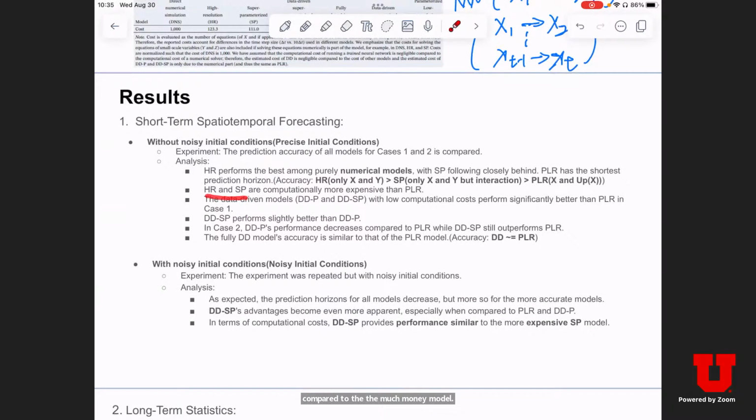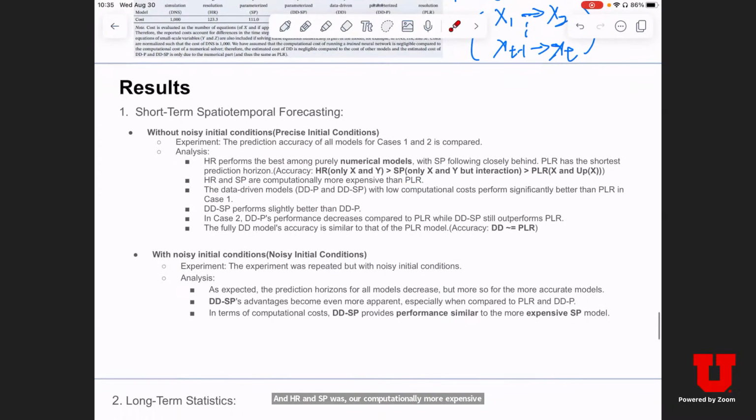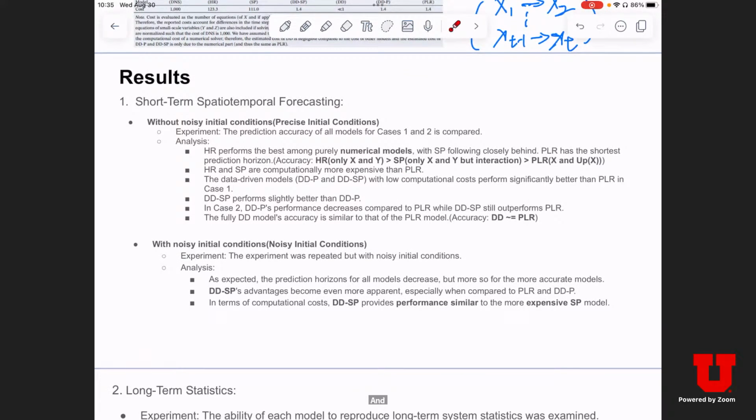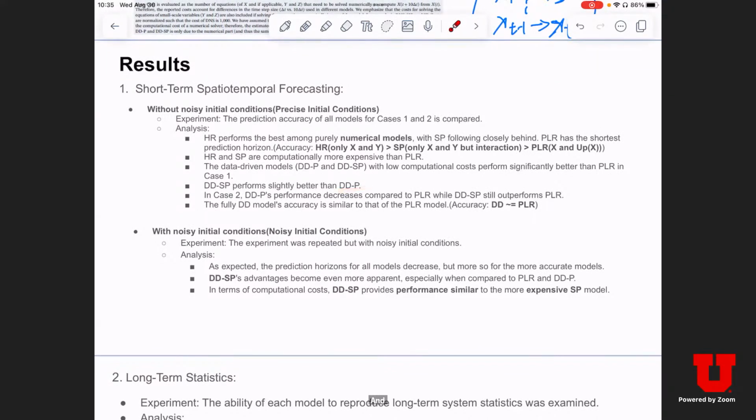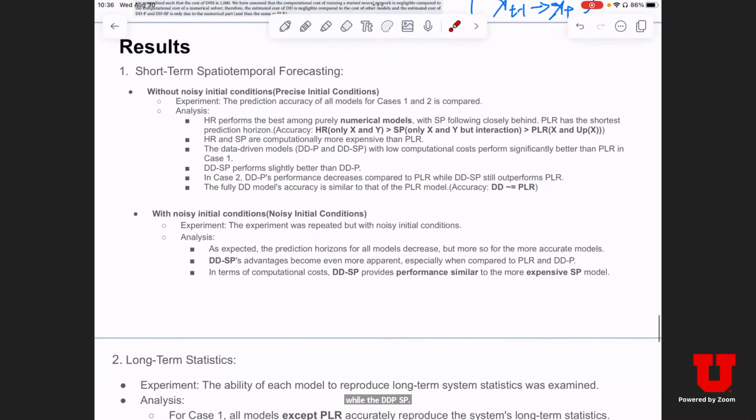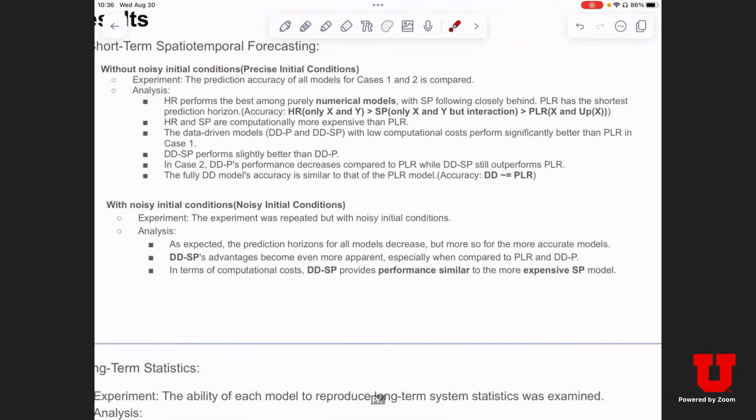And HR and SP are computationally more expensive than PLR. And the data-driven models, DDP and DDSP, have a low computational cost, but performance slightly better than PLR. And DDSP performs slightly better than DDP because they use different machine learning models. In case 2, DDP performance decreased compared to PLR, while DDSP still outperforms PLR. And the fully DD model accuracy is similar to the PLR model. So the accuracy is kind of the same.